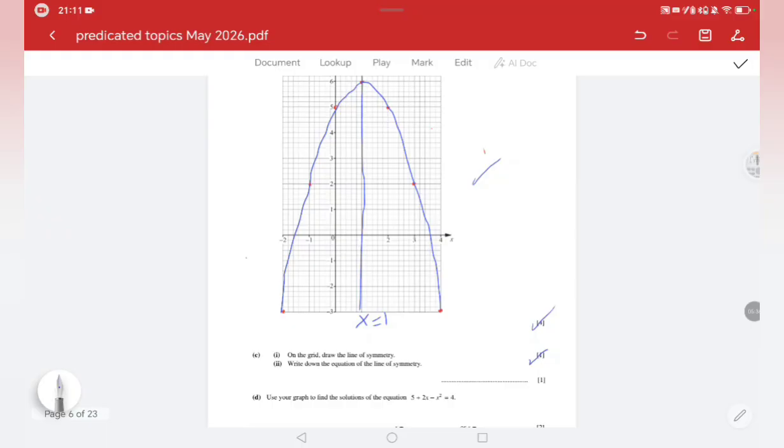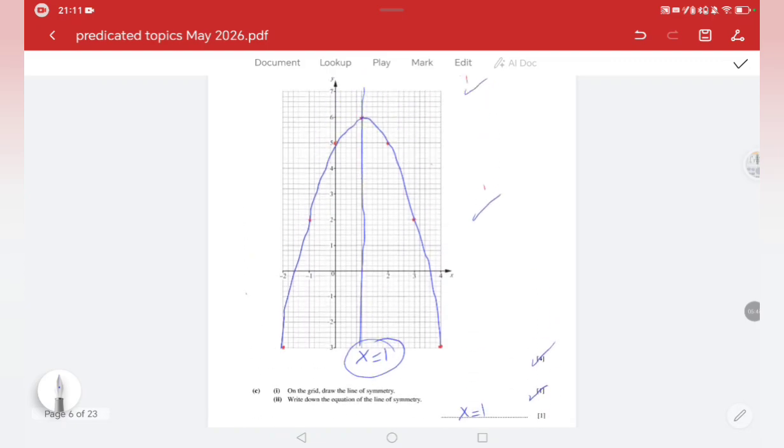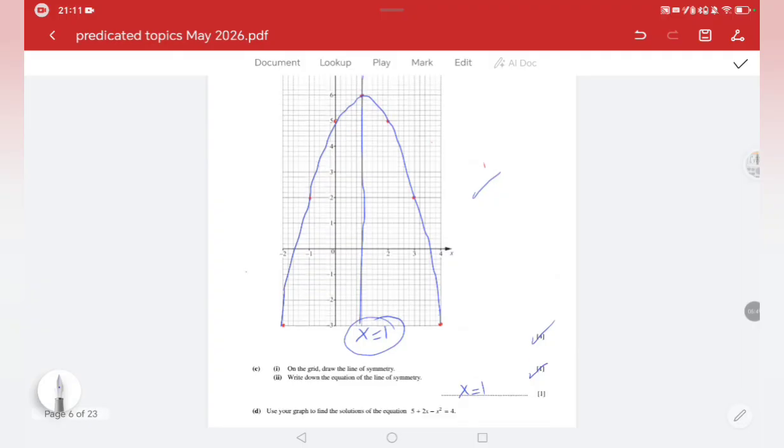Then write down the equation of the line of symmetry. This is what we said, x equals 1. This is the line of symmetry. If they ask you, for example, find the turning point, the turning point is (1, 6). This point. Okay.